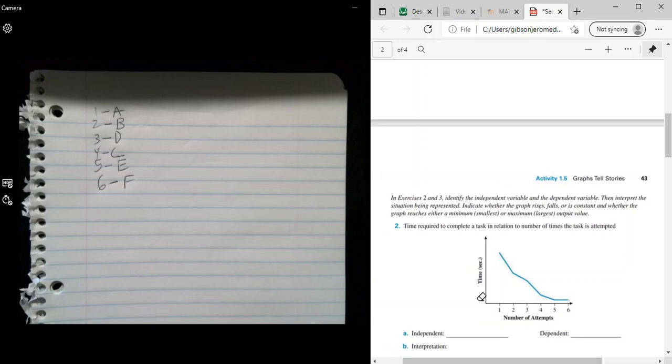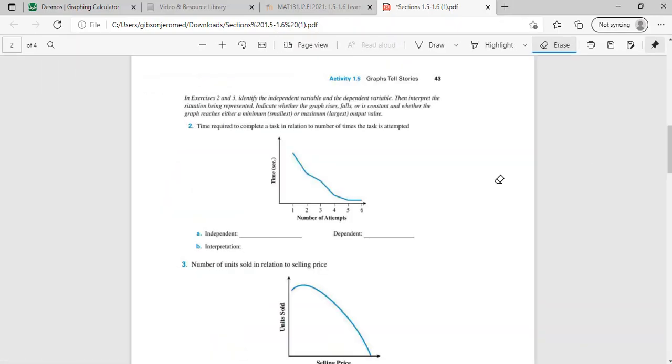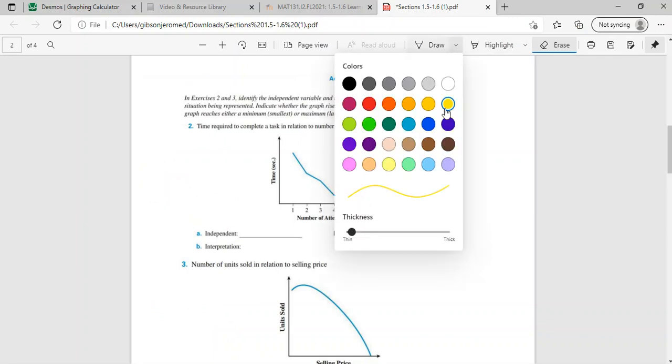Exercises 2 and 3, identify the independent variable and the dependent variable. Then interpret the situation being represented. Indicate whether the graph rises, falls, or is constant, and whether the graph reaches either a minimum (smallest) or a maximum (largest) output value. Okay, let me expand this a little bit here because I want to play around with the pen. Let me do it here with the yellow.